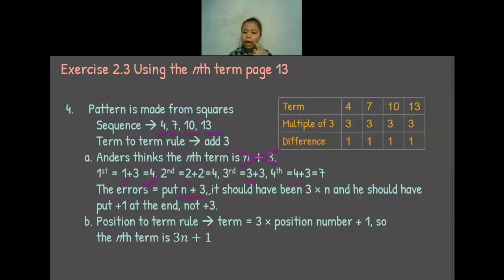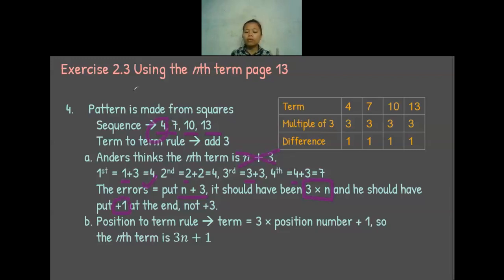Do you still remember that when we have the term to term rule of 3, the position number we have to multiply by 3? Because the position number is the same thing as n, it means the letter n we have to multiply by 3, because the term to term rule is 3. If I check it using 3 times n for the first pattern, 3 times 1 will be only equal to 3. But the first term of the sequence is 4. It means I have to add 1 to make it correct.